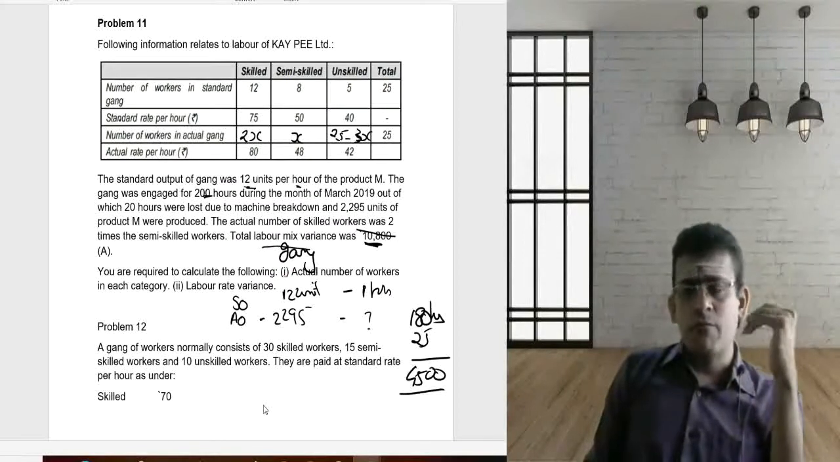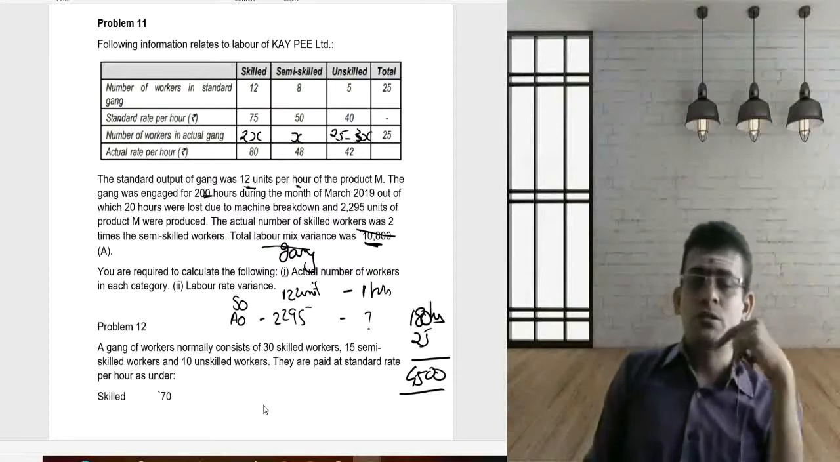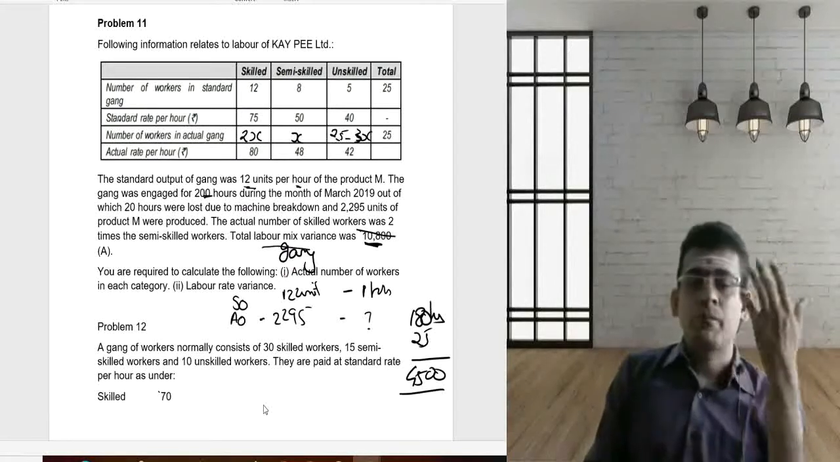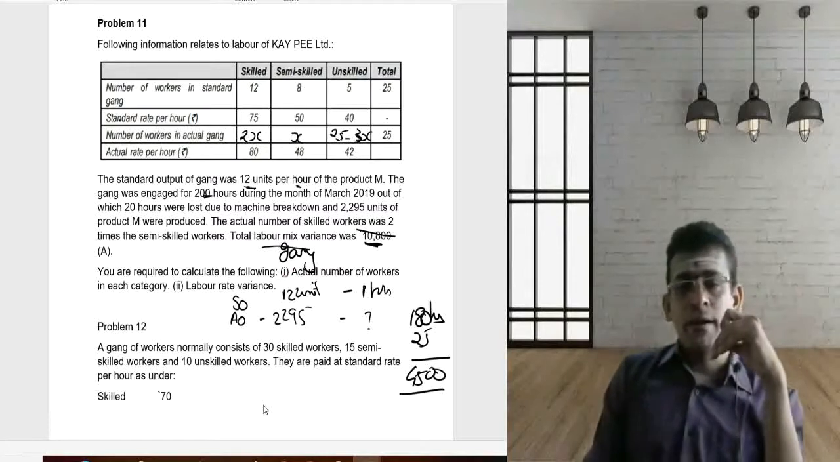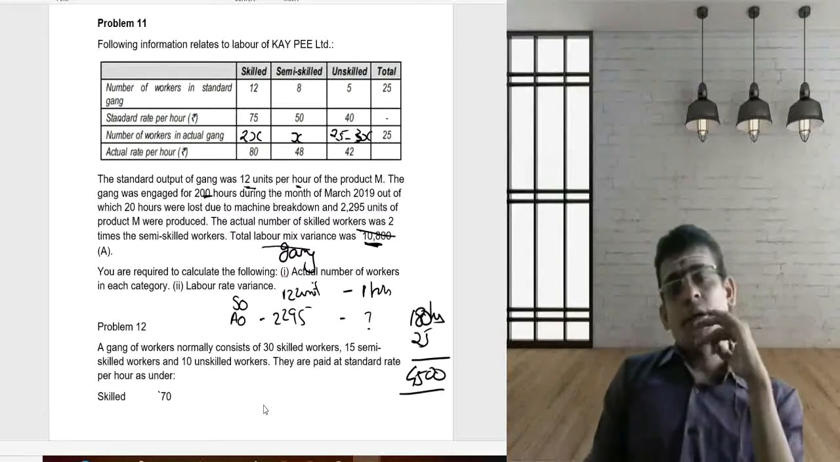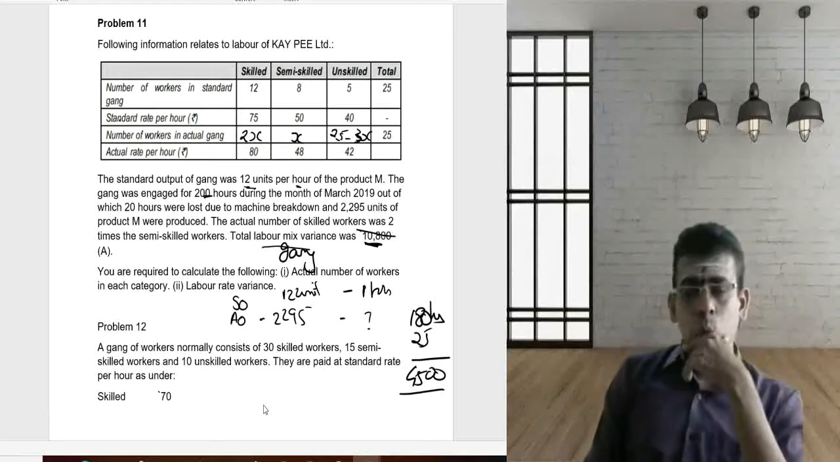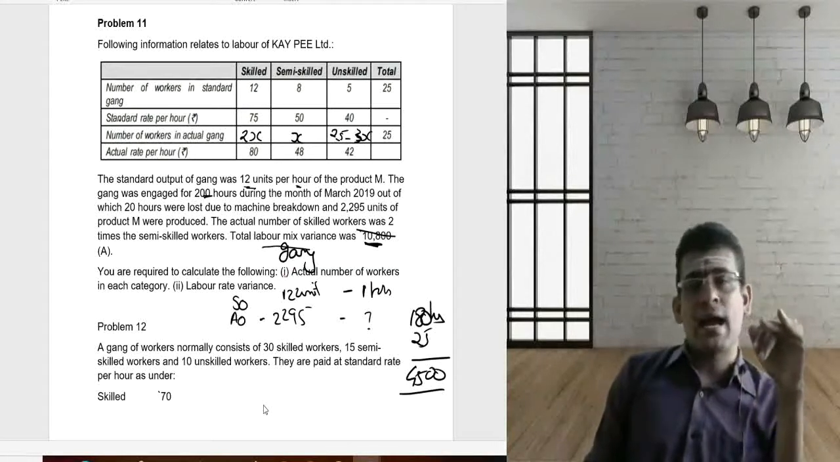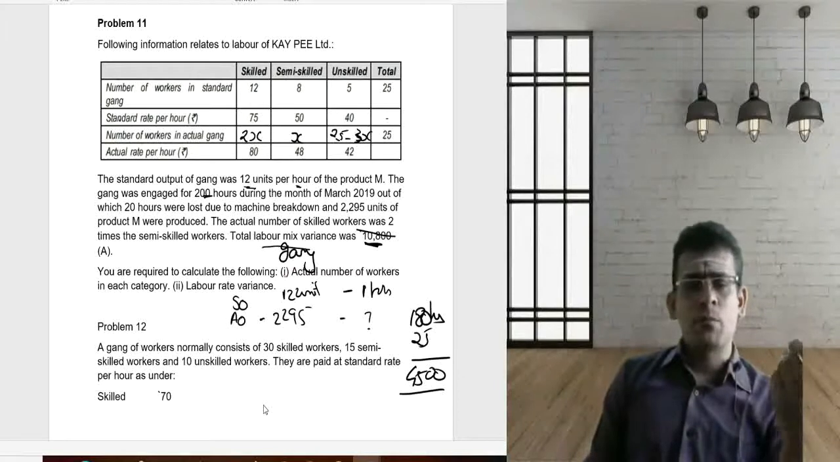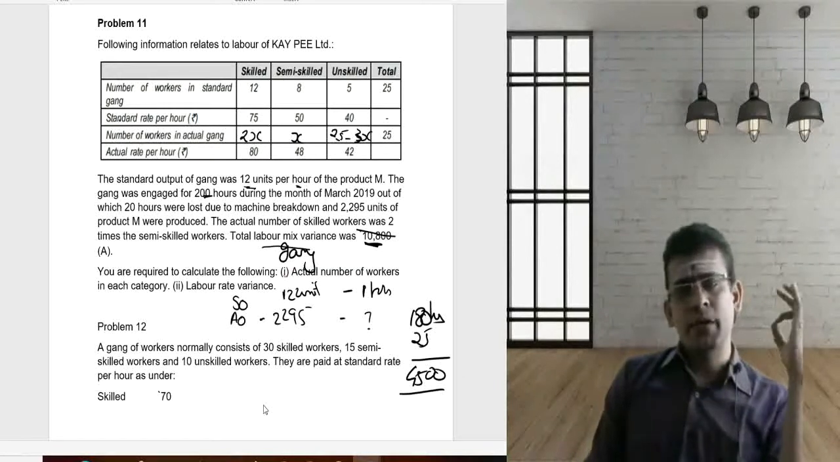But how do I have to do this? This total, 4,500, I need a breakup. That means 180 into number of skilled, 180 into number of semi-skilled, 180 into number of unskilled. If I do this, I will get my total duration of hours. So that part I need to calculate. If I know that, then I can know my actual hours. Then the rest of the problem becomes quite simple.